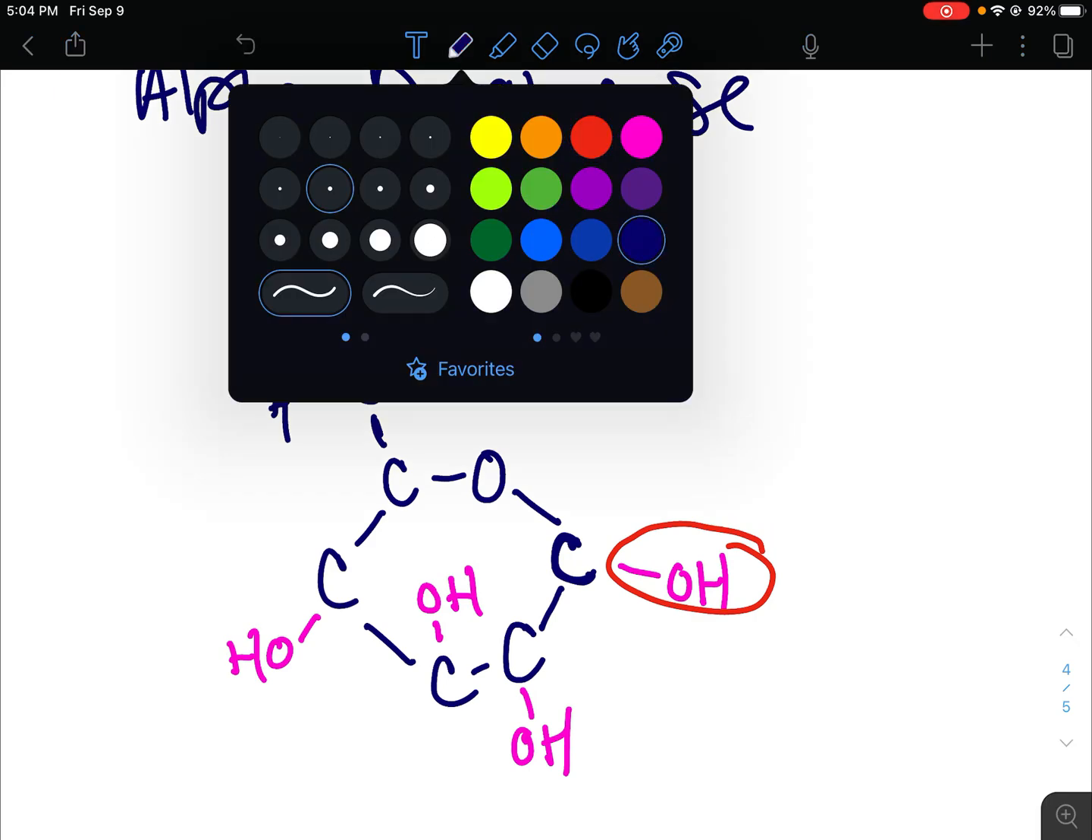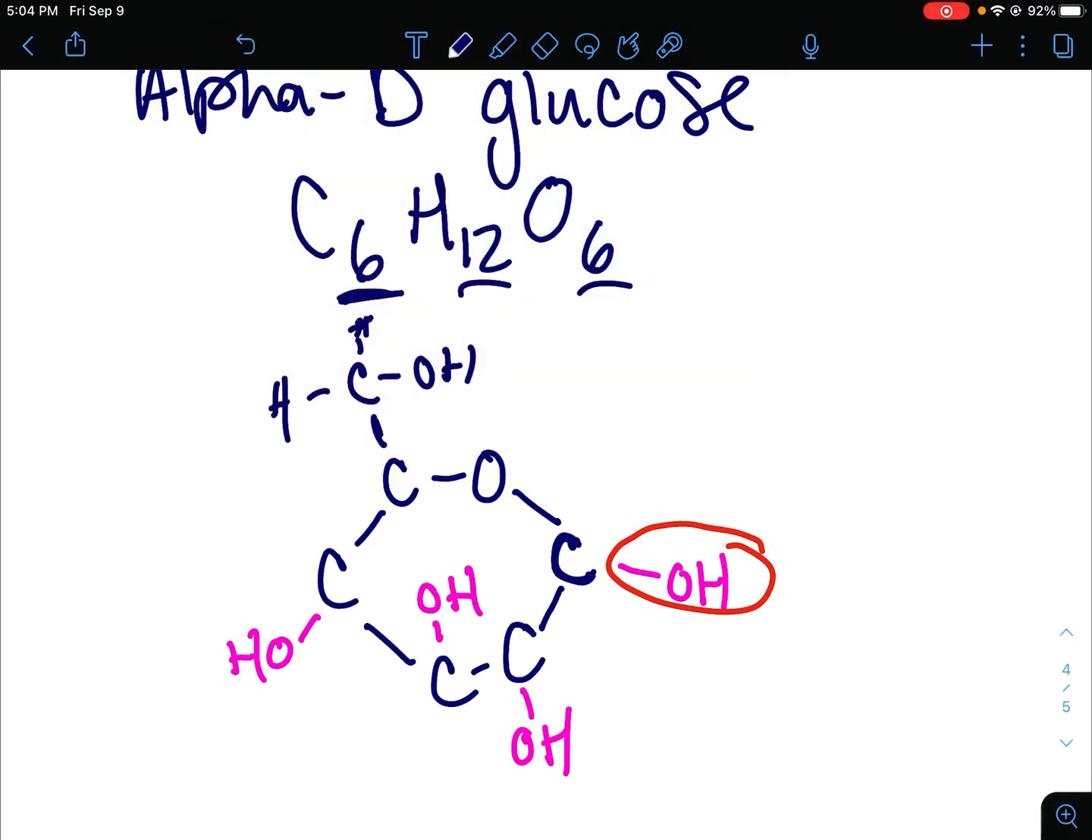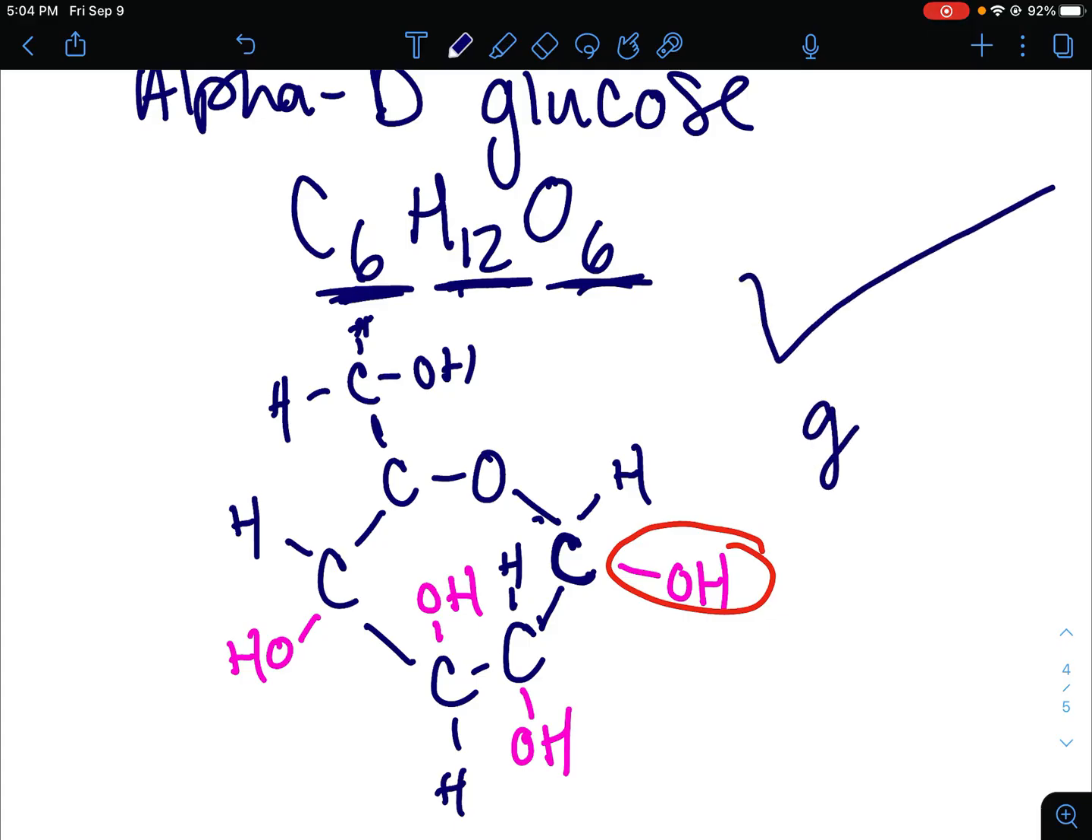Okay, and then again, 1, 2, 3. The carbons are not happy. They need a final bond. You fill in with hydrogens wherever there is not a bond. Okay, so this would be our finished alpha D glucose. If you again go and count, you would have 6 carbons, 12 hydrogens, and 6 oxygens. You would know that you did this correctly. Good job.